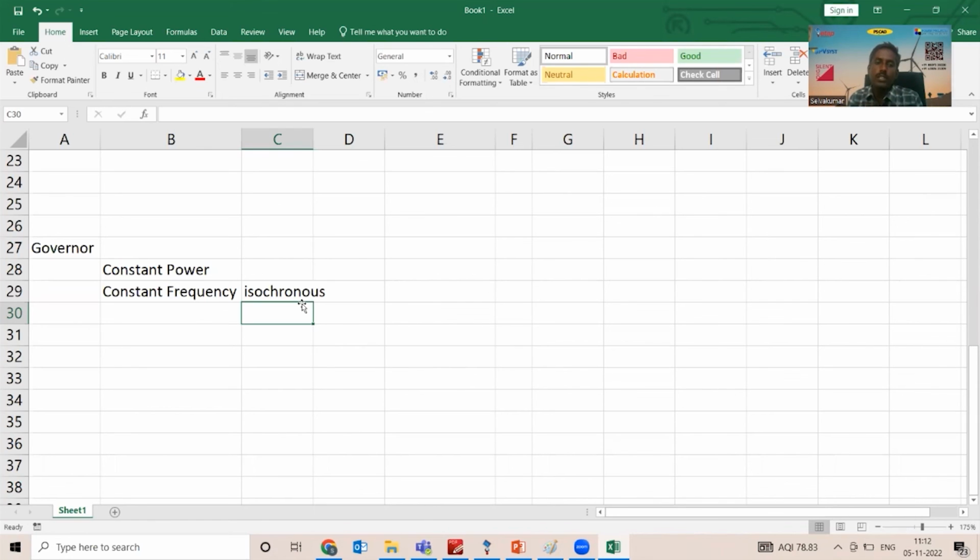Where is this constant frequency or isochronous mode used? Only when you have one generator. Let me repeat my statement. When we have only one generator which is feeding the loads, that generator has to be in isochronous mode or a constant frequency mode. If you have grid connected operations, then you will neither operate in constant power nor in constant frequency. You will go for something else called droop mode. So all grid connected generators will operate in droop mode.